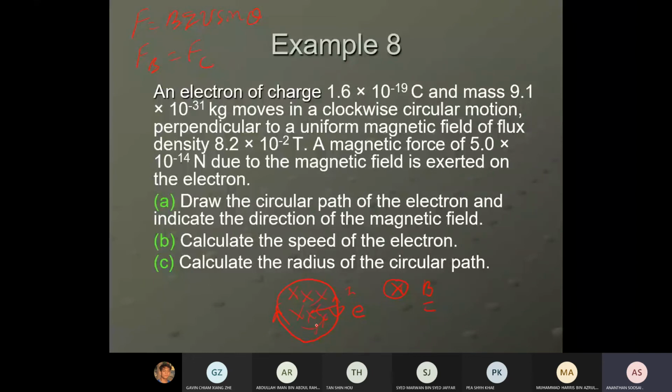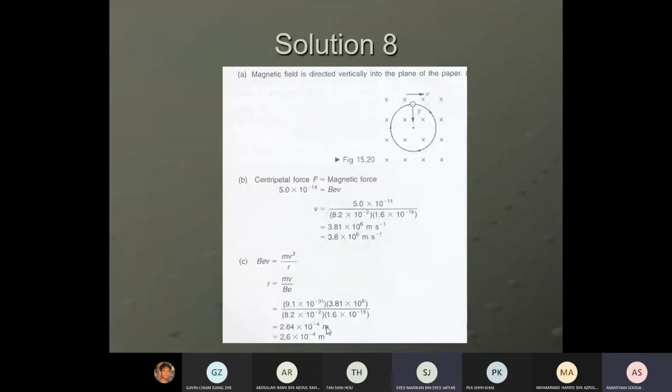So this is how the diagram should be. The magnetic field must be into the page, cross. You can choose any direction. Force is down. Because the electron moves to the right, so current is to the left. Then you find the magnetic field is into the page.